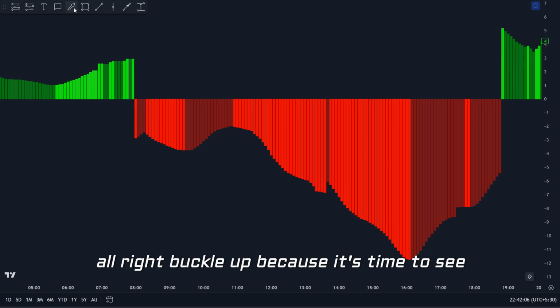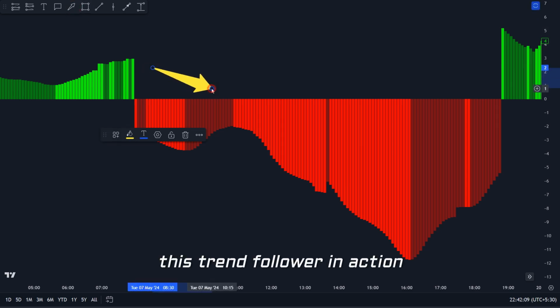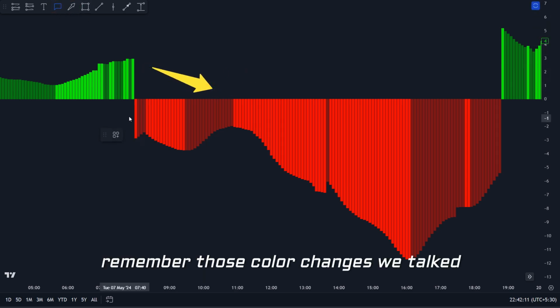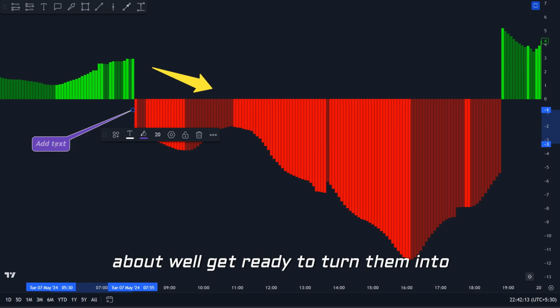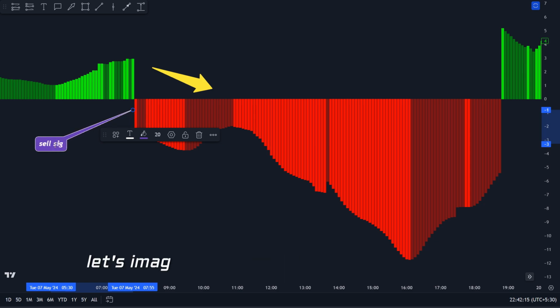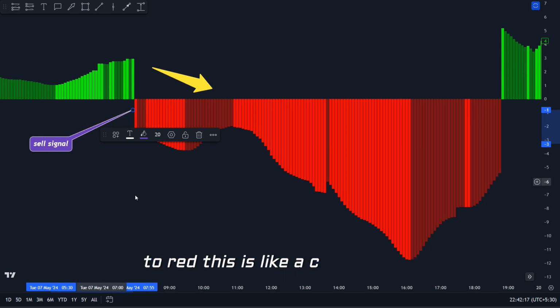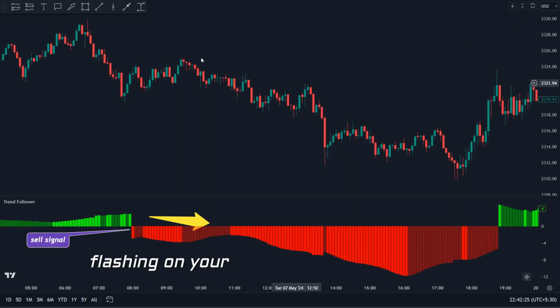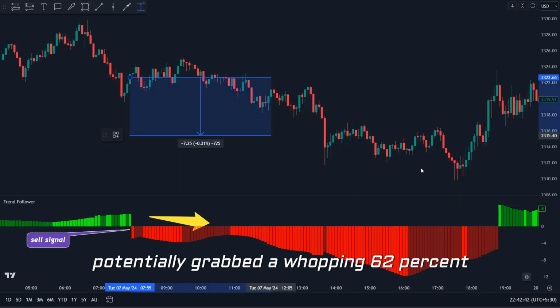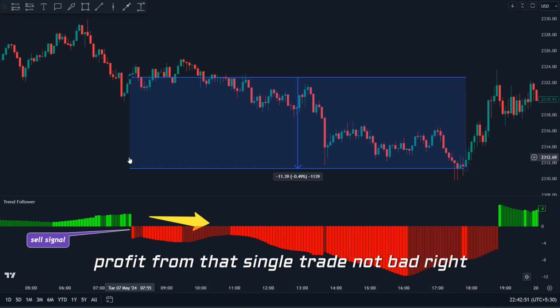Alright, buckle up, because it's time to see this trend follower in action. Remember those color changes we talked about? Well, get ready to turn them into profits. Let's imagine the histogram goes from green to red. This is like a sell now sign flashing on your screen. Traders who heeded this warning in the past could have potentially grabbed a whopping 62% profit from that single trade.